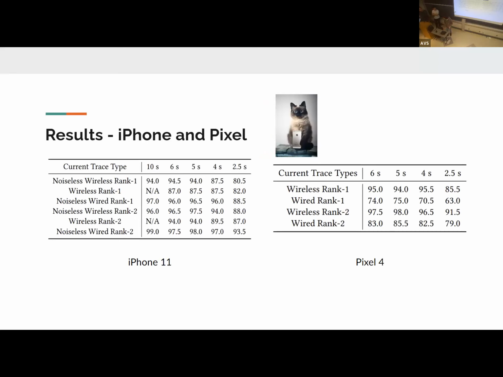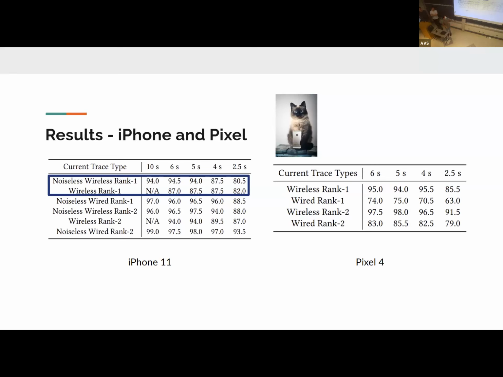In terms of the iPhone 11, we can see a comparison between the noiseless wireless traces as well as the noisy wireless traces. And we can see that the noiseless ones perform slightly better, which makes sense because the classifier just has less junk to sort through. On the top, you can also see the trace duration, which is how long the signal that was fed into the classifier was. As we start from 10 seconds and we move our way down to 2.5 seconds, you can see that the classification accuracy begins to degrade as the signal gets shorter and shorter.